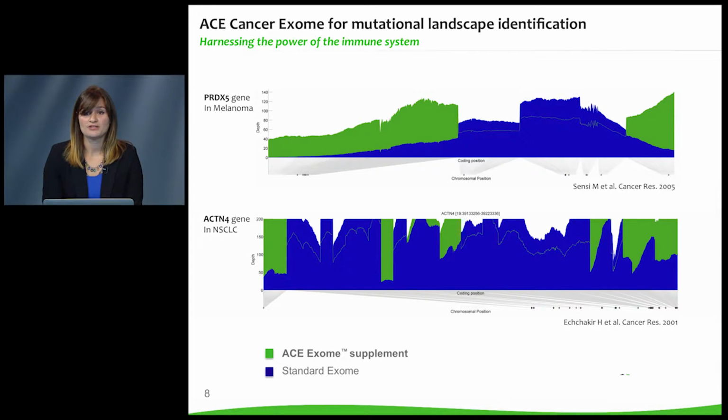So these sequencing plots shown here show ACE performance, again in green, for PRDX5 and ACTN4 genes. Both of these genes have been shown to carry somatic mutations that may contribute to the mutational load in these types of cancers. And again, variants residing in green regions would be missed with the standard exome, but with our ACE exome filling in these gaps, we can now get a true representation of the genomic landscape for each cancer sample.